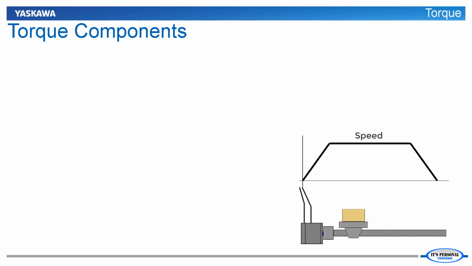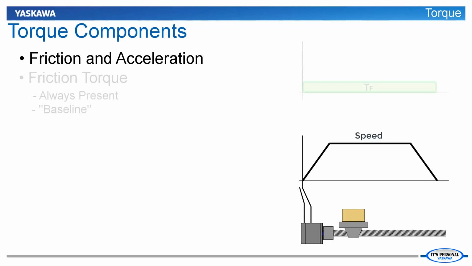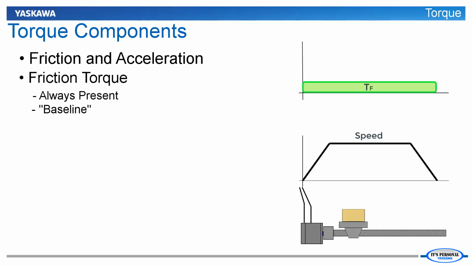For a horizontally oriented actuator with no external forces, there are just two components to torque that are considered when sizing the motor: friction torque and acceleration torque. The friction torque is modeled as one constant level of torque that is always present. This is the baseline torque.